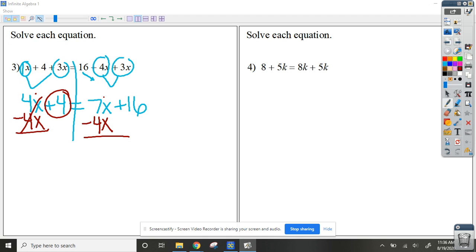Okay, so let's go ahead and bring some things down and see what we have. On the left side, I have the positive 4, which I'm just going to put 4. I don't need the plus sign anymore. 7x minus 4x would give me 3x. And I'm going to bring down the plus 16.